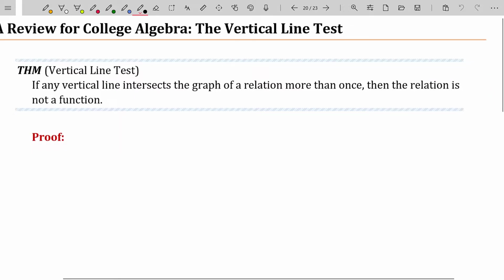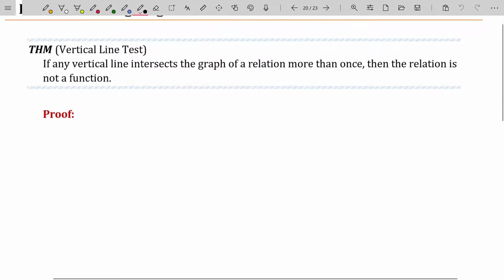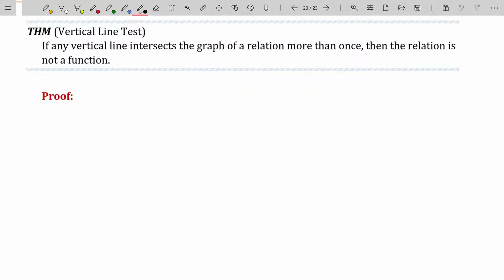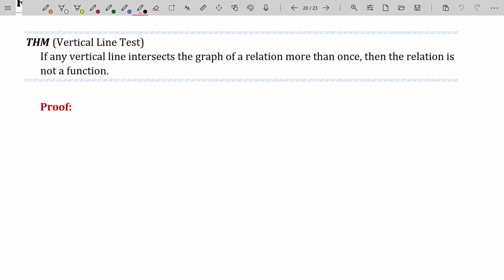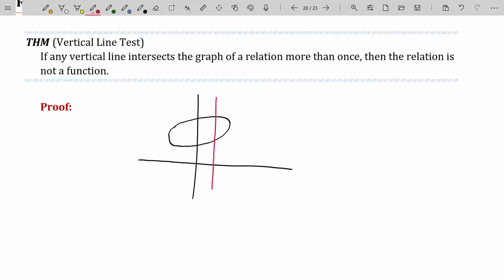If any vertical line intersects the graph of a relation more than once, then the relation is not a function. So let's just draw out a relation between x and y. There are an infinite number of possibilities, but let's pretend that this is the relation between x and y. It just graphs out some type of weird looking ellipse. Well, if I can draw a vertical line and it hits this more than once, it's not a function, and that's what the vertical line test says.